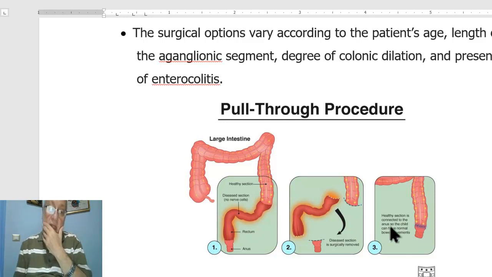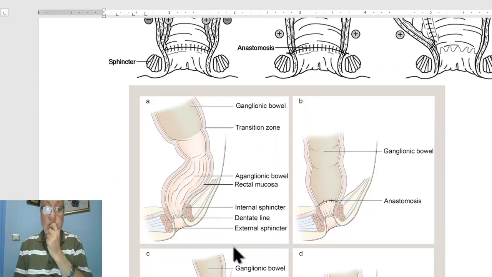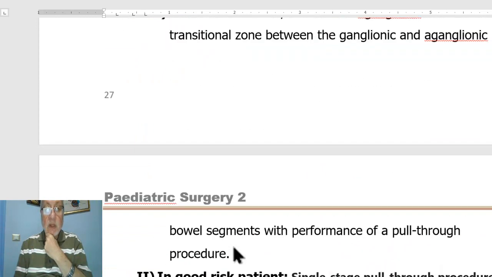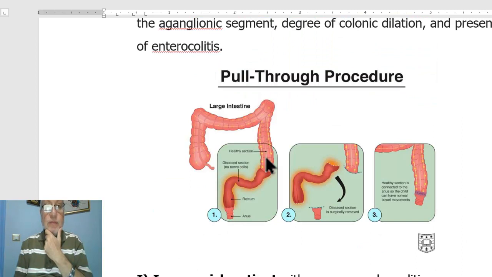What is done in one stage? First of all, we introduce a large rectal tube for decompression of the colon and cleaning of the colon by repeated warm saline enema 3 times daily. This is the preoperative preparation and the colonic preparation. The large rectal tube is inserted through the pathological aganglionic area to decompress the colon and remove all the stool, with repeated irrigation 3 times daily until the colon is completely free from any infection and any stool.